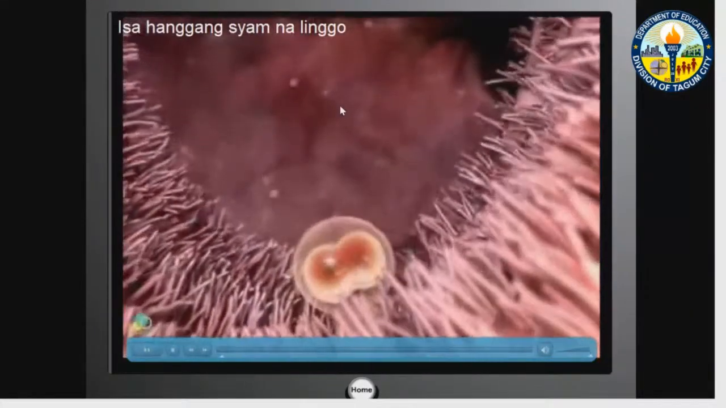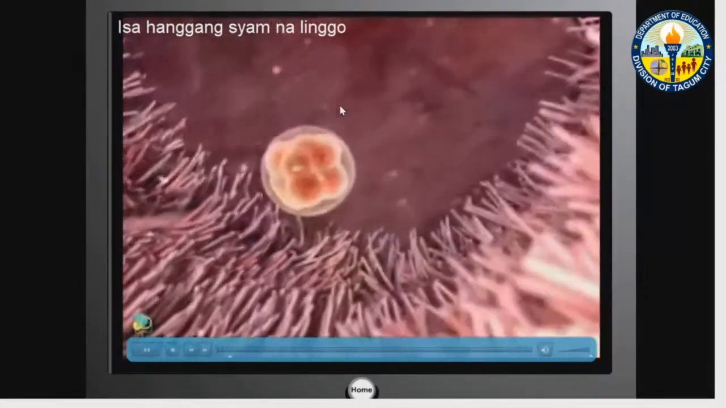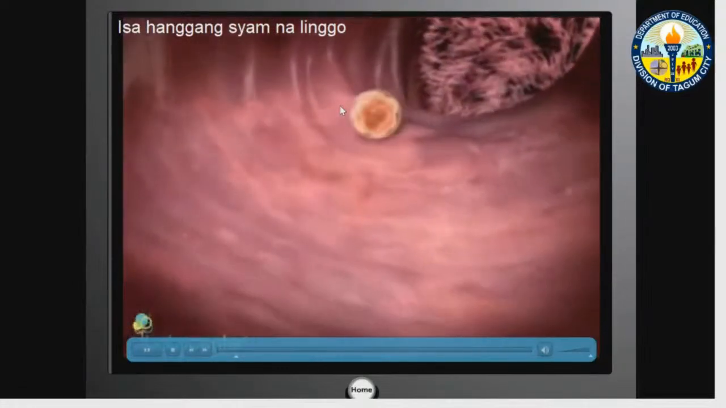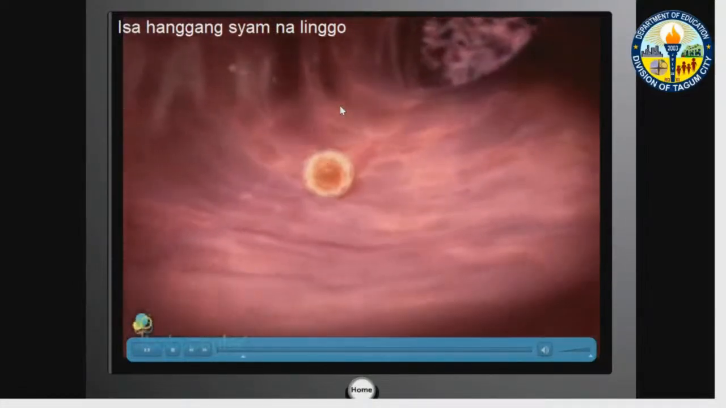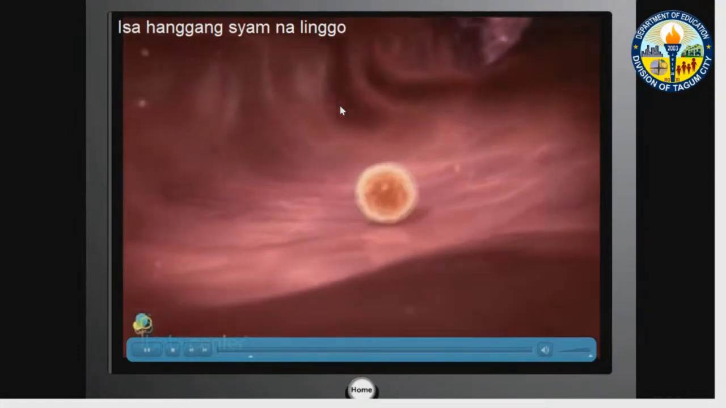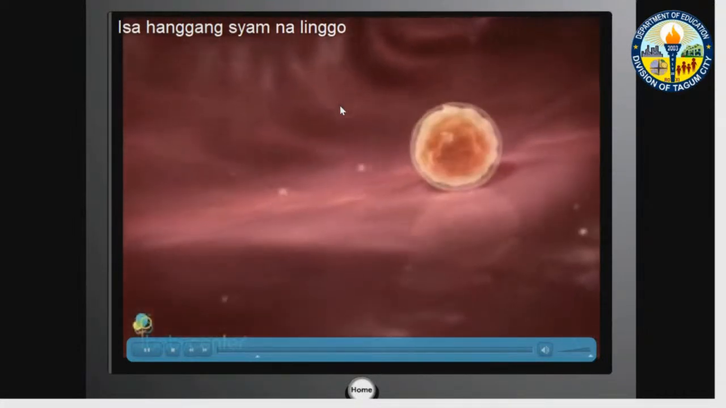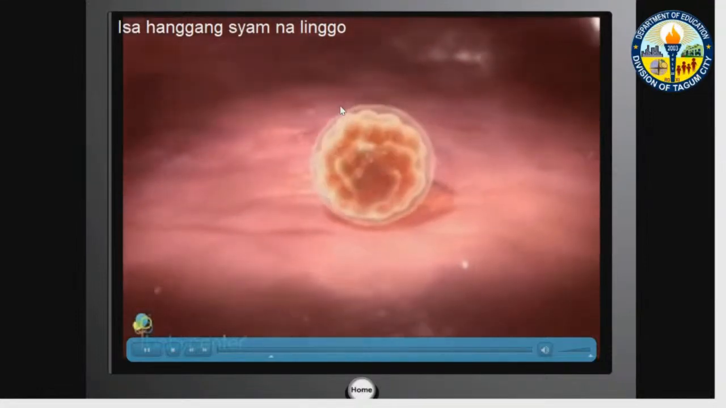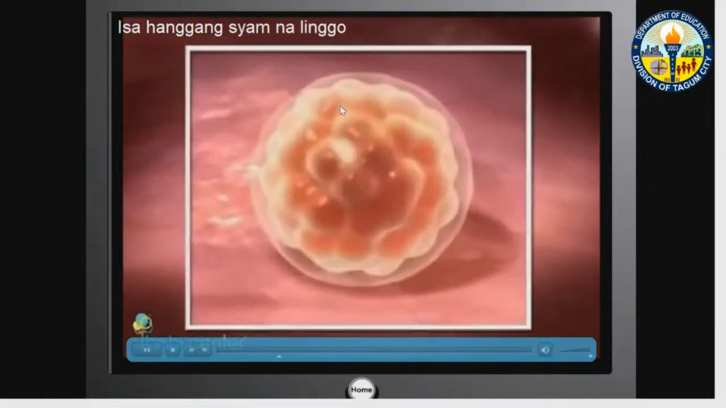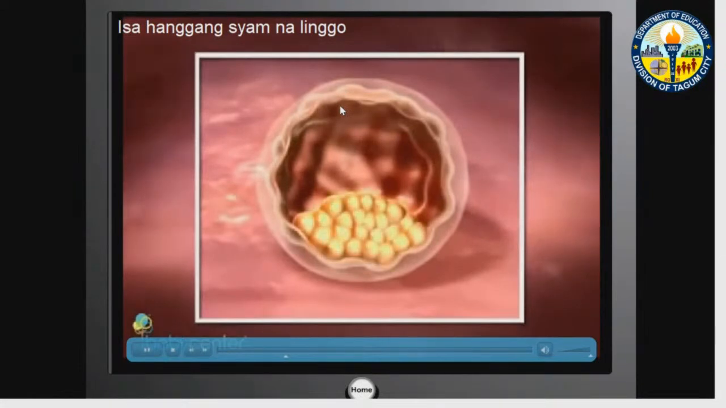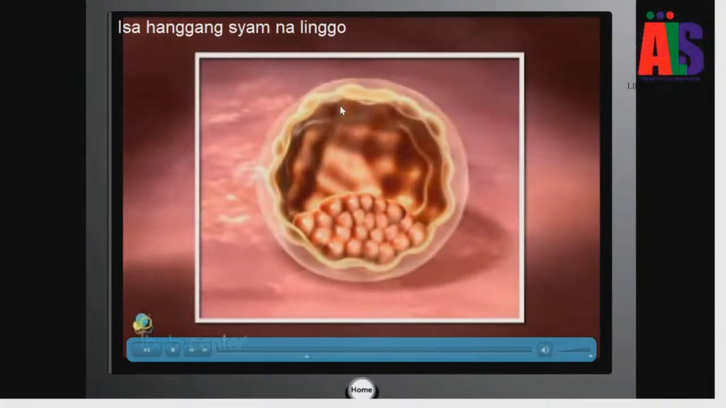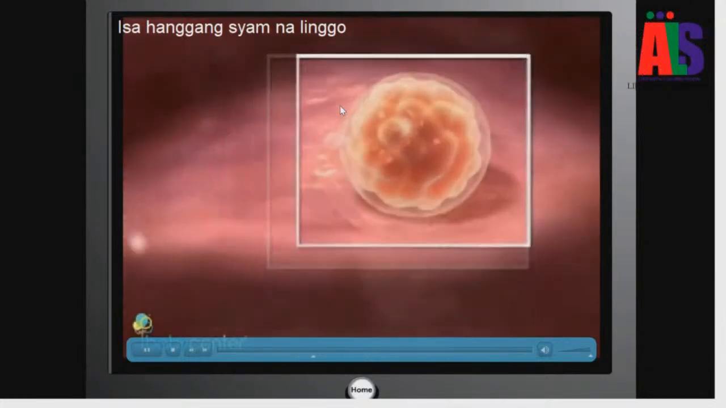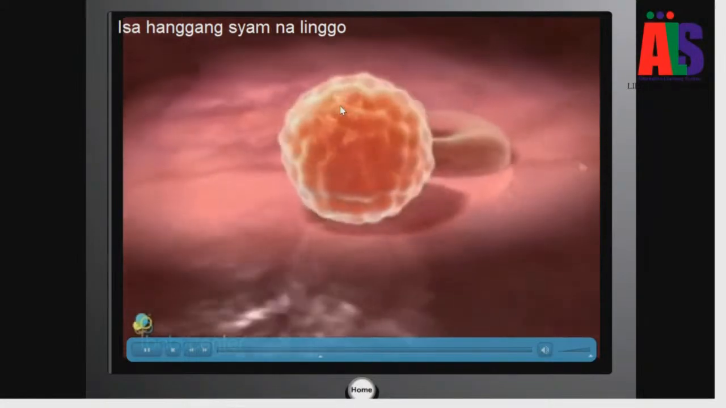1 hanggang 9 na linggo. Sa unang 1 linggo ng pagbubuntis, ang blastocyst ay naglalakbay papunta sa uterus. Ang blastocyst ay sinlaki ng tuldok ng isang ballpen. Sa loob ng 1 araw, ang blastocyst ay nag-aayos ng bahagi nito. Ang inner cell mass ang magiging sanggol at ang outer cell ang magiging amniotic sac at placenta o inunan. Ang blastocyst ay kakapit sa uterine wall.